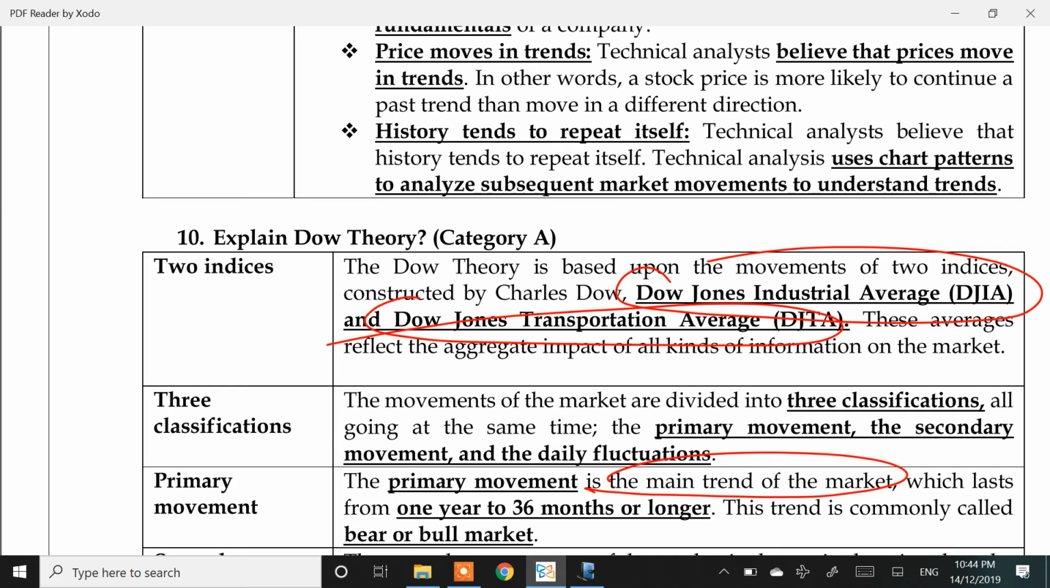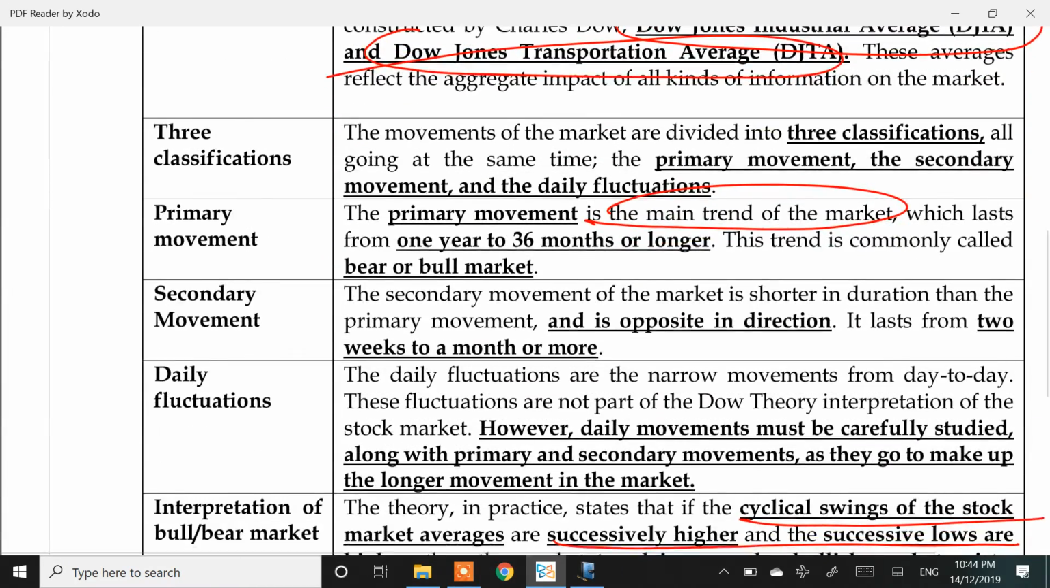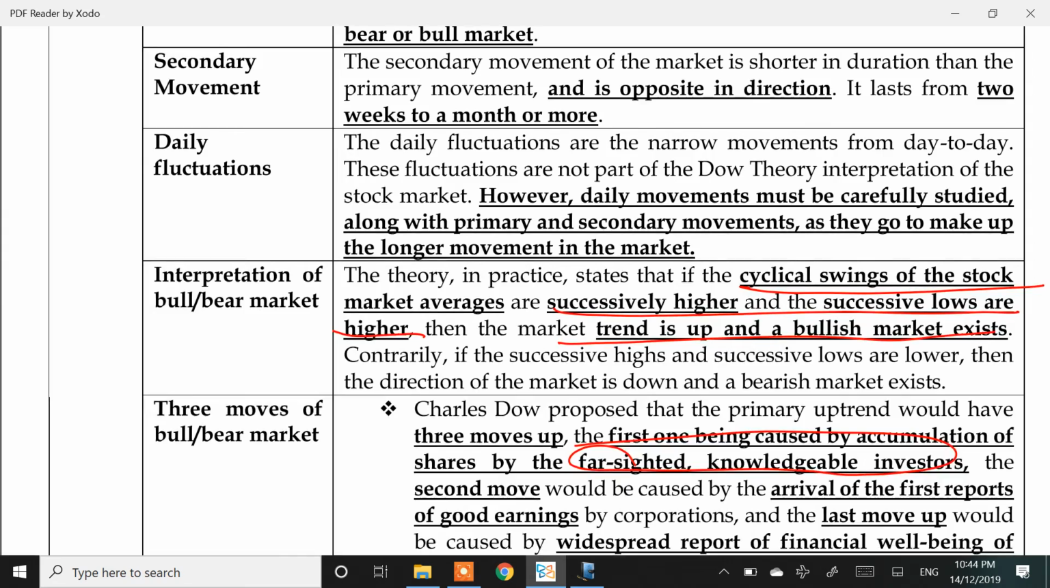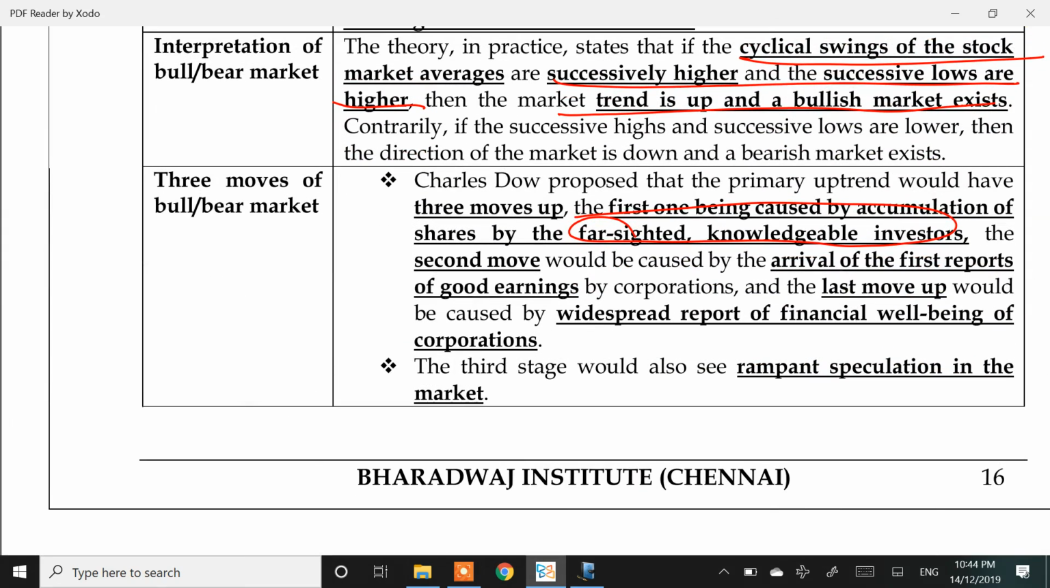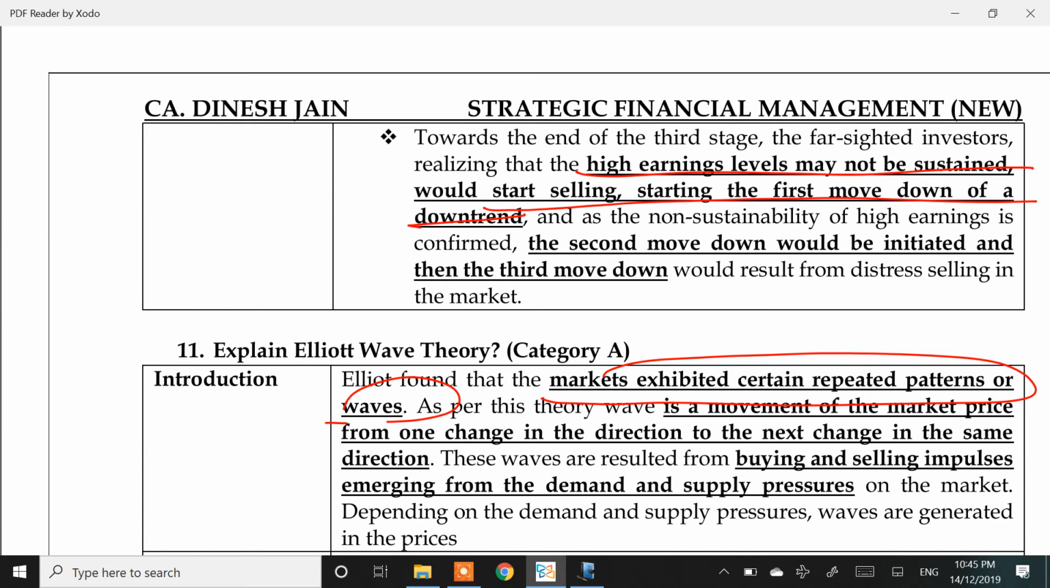And normally there are three movements which happen in a bull or a bear market. The first movement is accumulation of shares by a knowledgeable set of investors. The second movement is the company declaring a good set of earnings. The third movement happens when people are going to speculate. Once you reach the third stage of a bull market, the bear market will start, where the knowledgeable investors would move out of the company, and then the company will not declare good earnings, and then there is distress selling, and again a bull market will start.